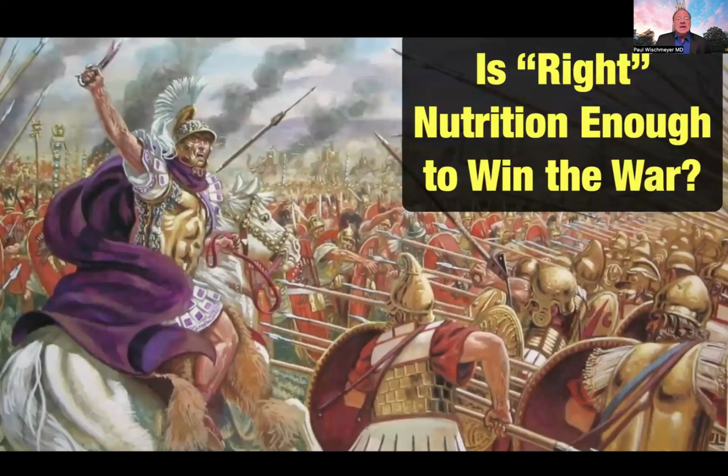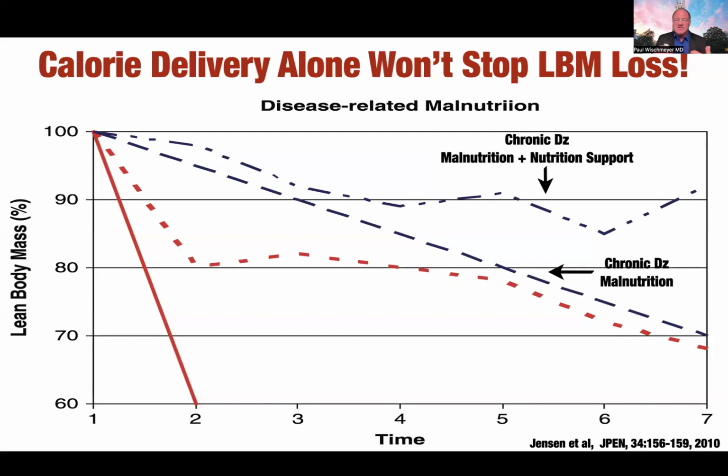So, of course, is enough or the right nutrition enough to win the war? Even if we are perfect in our nutrition delivery, is this going to get him back? And there's a lot of data. This is some of Gordon Jensen's original data, where yes, if you're acutely ill and you're not fed well, you're going to lose a lot of muscle mass very quickly. But even in ideally nourished patients who receive perfect nutrition delivery, there's still significant and continued loss of muscle mass if we don't do more. Calorie delivery alone won't stop this.